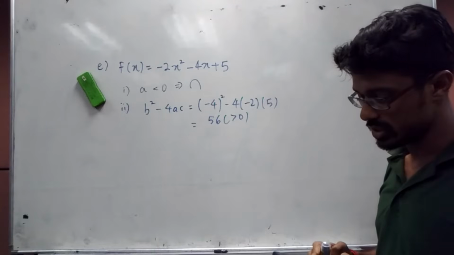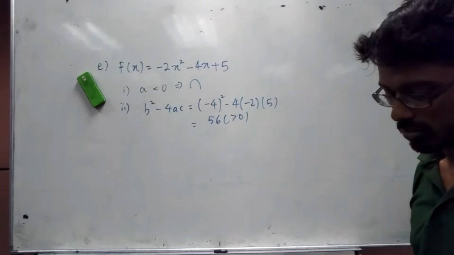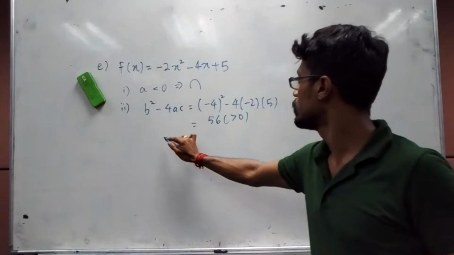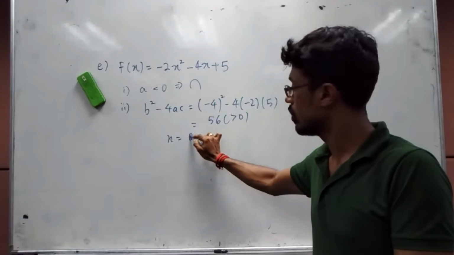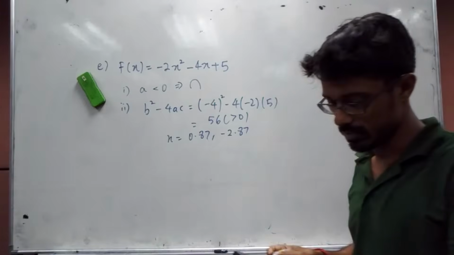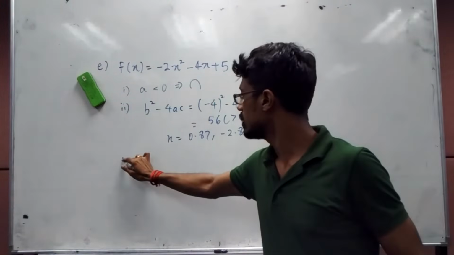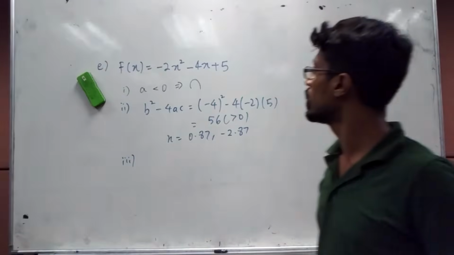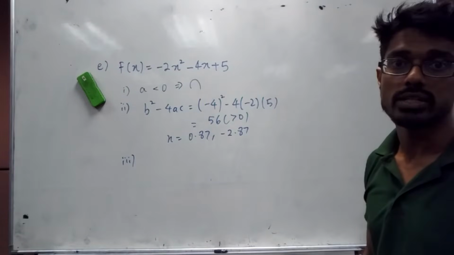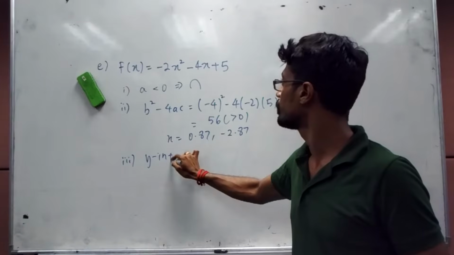As you are watching, you can do this. Oh, it's going to be some decimal numbers. So your x is going to be about 0.87 and negative 2.87. I hope I got that right. And thirdly, we can work out our value of y-intercept, when x equals 0. So that is going to be 5.